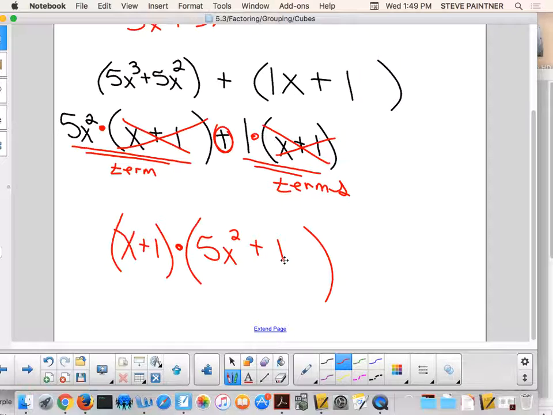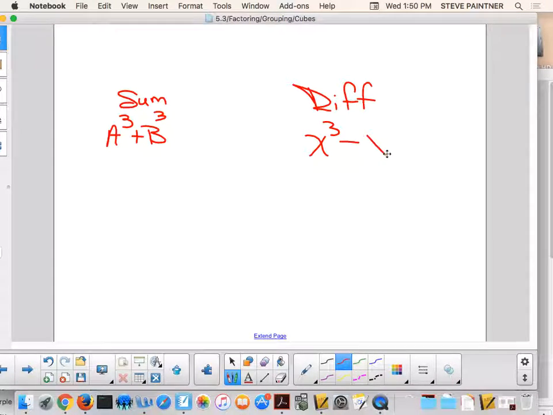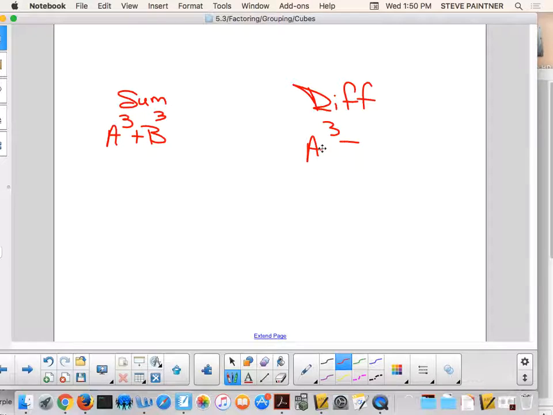Good? Okay. The other thing you did yesterday was the sum and the difference of cubes. Sum of 2 perfect cubes and the difference of 2 perfect cubes. Oh, I did that wrong. Sorry. It's supposed to be a cubed minus b cubed. Okay, quick. I don't want to fine you.